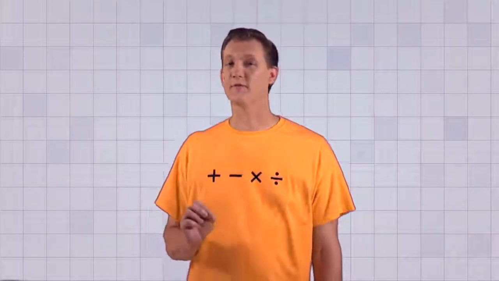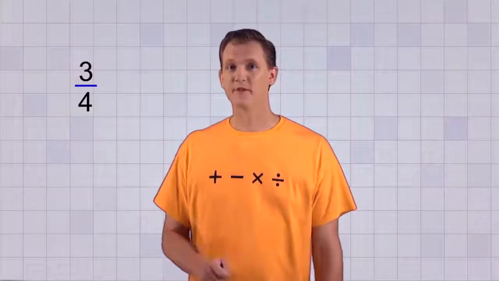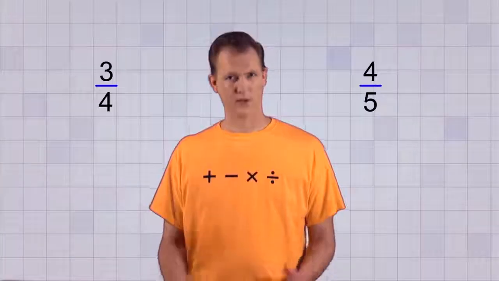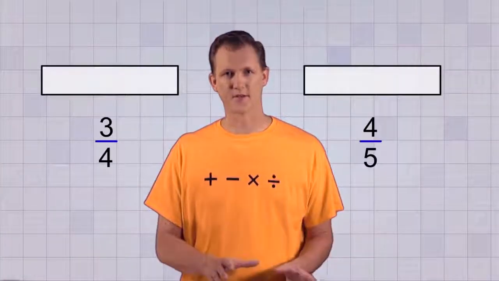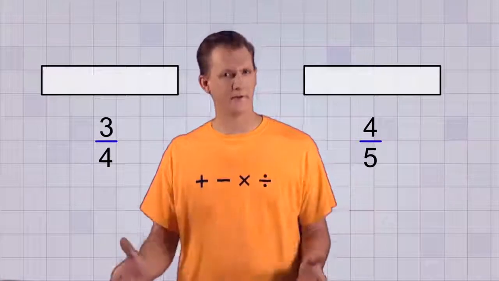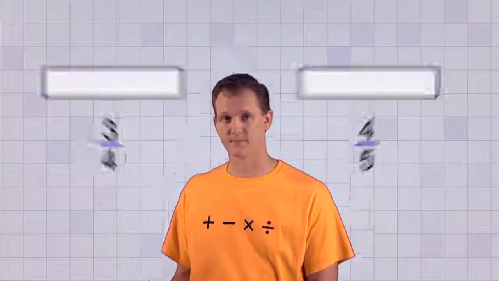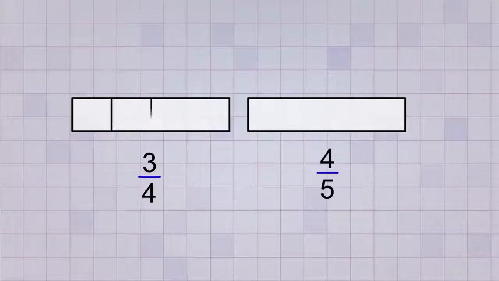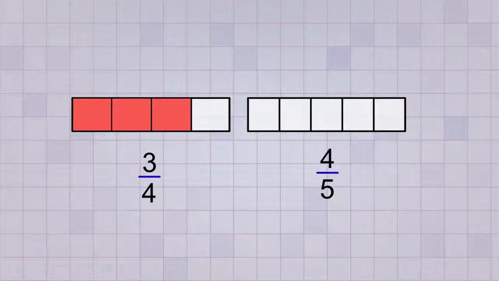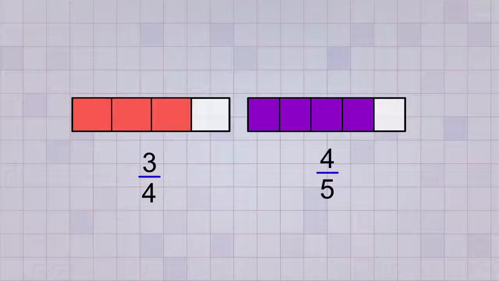Okay, now let's try one that's a little harder. Which of these fractions is greater, 3/4 or 4/5? Well, let's start again with two rectangles, but this time we need to divide them up differently because the fractions we're comparing have different bottom numbers. The first rectangle will be divided into 4 equal parts, and we'll shade 3 of them to show 3/4. The second rectangle will be divided into 5 equal parts, and we'll shade 4 of them to represent 4/5.